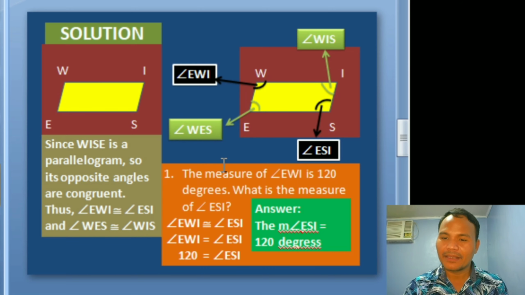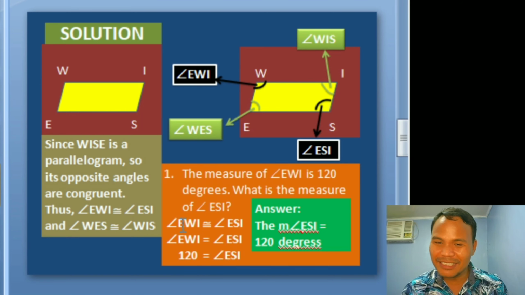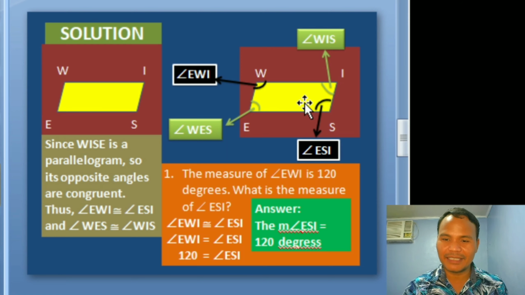So, here is our solution for number 1. Angle EWI is congruent to angle ESI because these two angles, based on our figure, are opposite angles. Since they are opposite angles, then they are congruent. So since they are congruent, they are equal in measure.